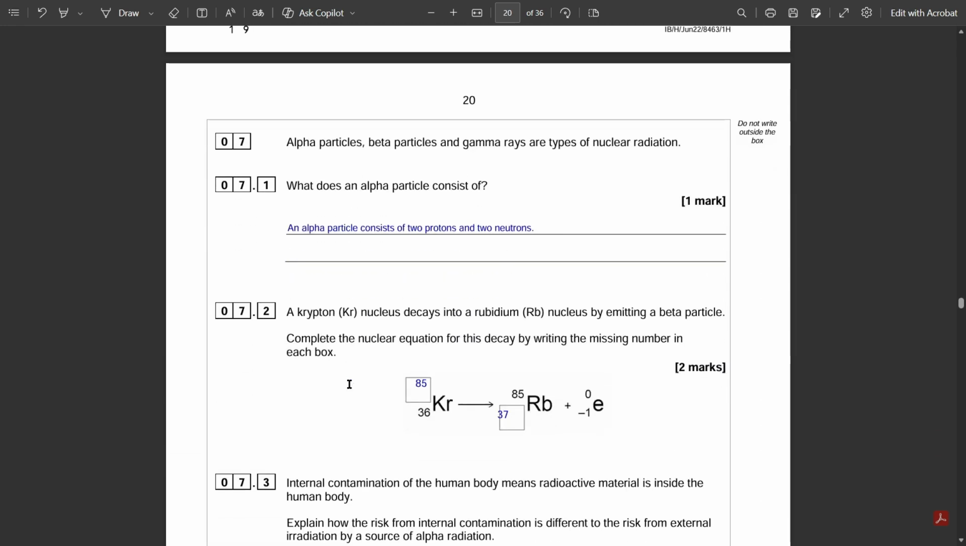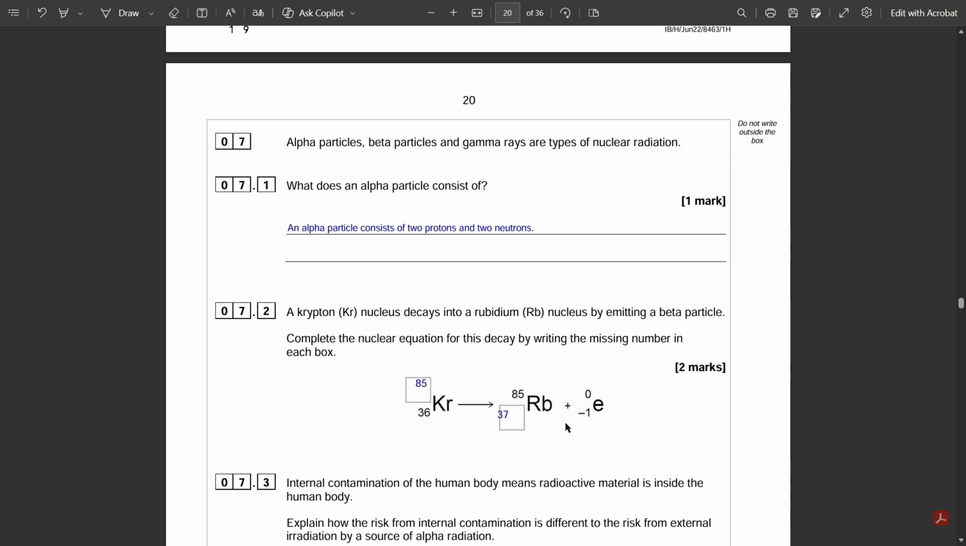Alpha particles, beta particles, and gamma rays are types of radiation. What does an alpha particle consist of? Well, an alpha particle consists of 2 protons and 2 neutrons. While it's not directly relevant to this question, this means it has an atomic mass of 4 and an atomic number of 2, which is the same as a helium atom, which is used for many equations, such as 7.2, but in 7.2, instead of it being alpha decay, it's beta decay.